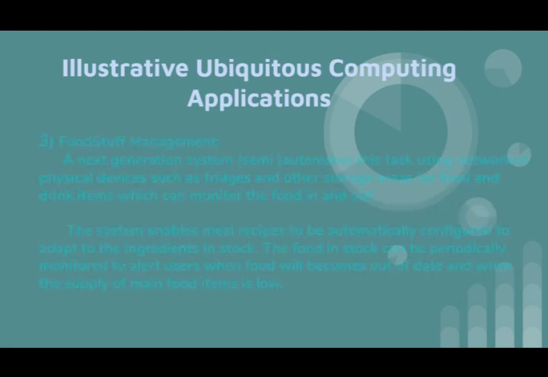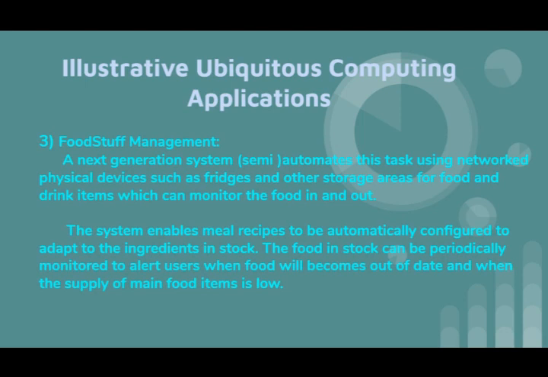Okay, then the third one is foodstuff management. First we discussed personal memories, then adaptive transport schedule services. Now it is a very important part of our human life, which is foodstuff management. What will this foodstuff management do?